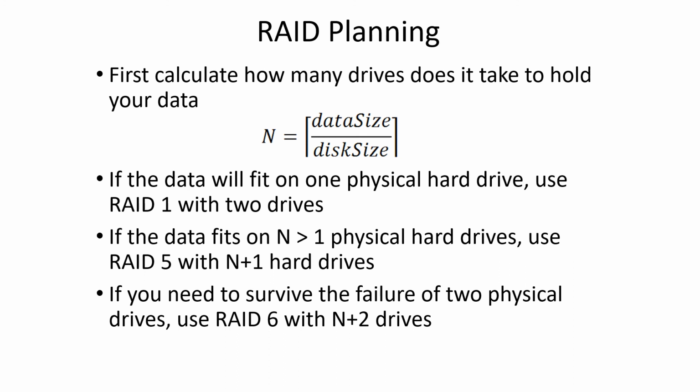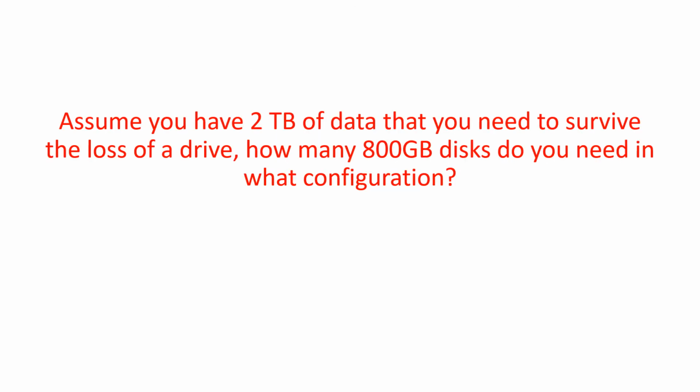And then if the size of the data is less than the size of 1 disk, use RAID 1 with 2 disk drives. If the size of the data is more than 1 disk, then add 1 to the number of disks for it and use RAID 5. Unless you need to be able to survive the failure of 2 drives, then you use RAID 6 with 2 extra drives. Try calculating this answer.